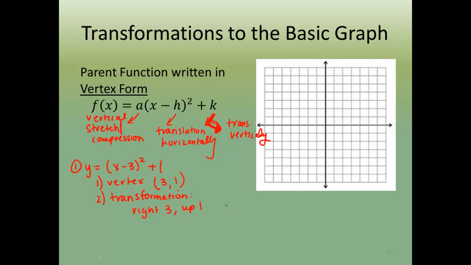Okay, so if I have my vertex, the first thing I'm going to do with it is put it into my table of values. I'm going to choose two values that are greater than 3 and two values that are less than 3. Because this is my vertex, I know that there's going to be symmetry around that vertex. So that makes my axis of symmetry at x equals 3.